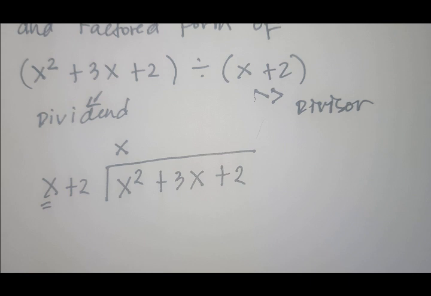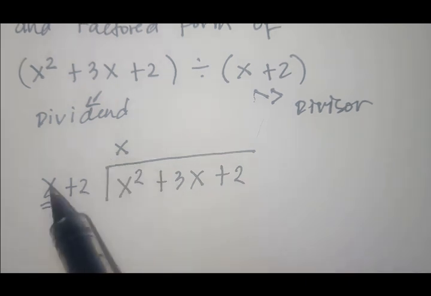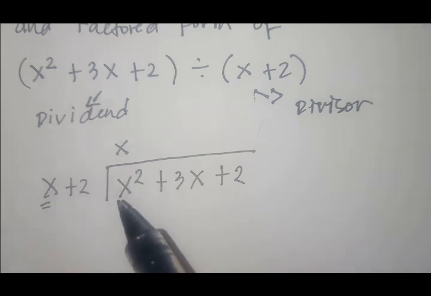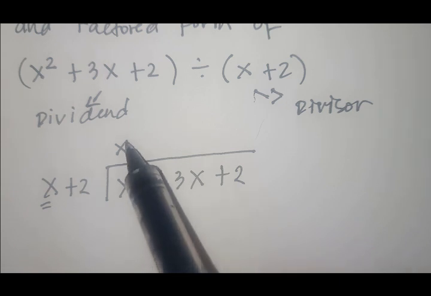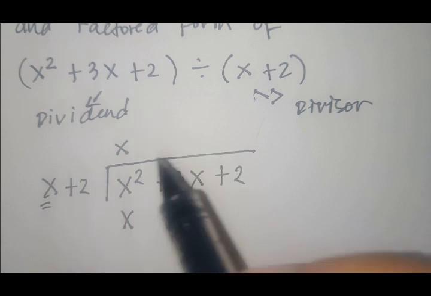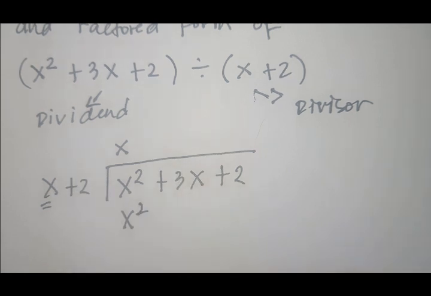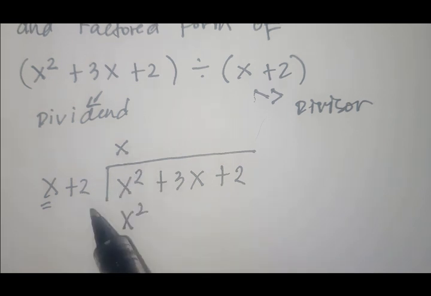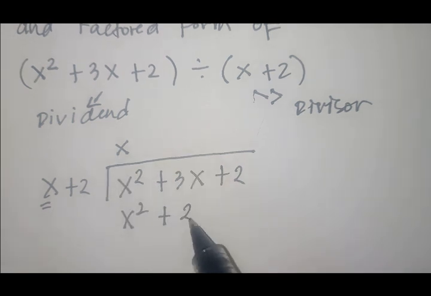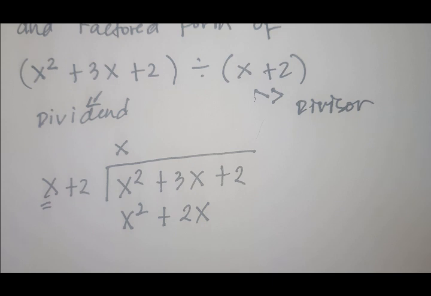Okay, now we're done. Next, we need to multiply this term, yung nakuha nating result, into the full term of your divisor. So x times x. Kapag nag-multiply tayo ng same variable, we will just simply add the exponent. So, copy the variable, add the exponent, 1 plus 1, you have squared. So, next, x times 2. So, x multiplied by positive 2. So, we have positive 2x.